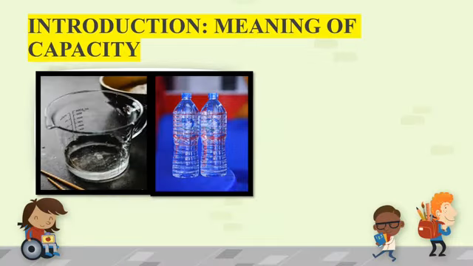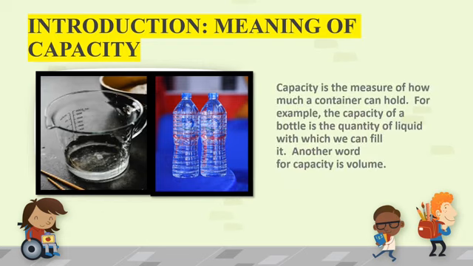Meaning of capacity. What do you understand when you hear the word capacity? What does it mean? Capacity is the measure of how much a container can hold. For example, the capacity of the bottle is the quantity with which we can fill it. Right? How much liquid we can fill or how much water we can fill is totally dependent on the capacity of this bottle. We cannot fill more than that. So that is called the capacity. How much water we can fill in this bottle is the capacity of the bottle.